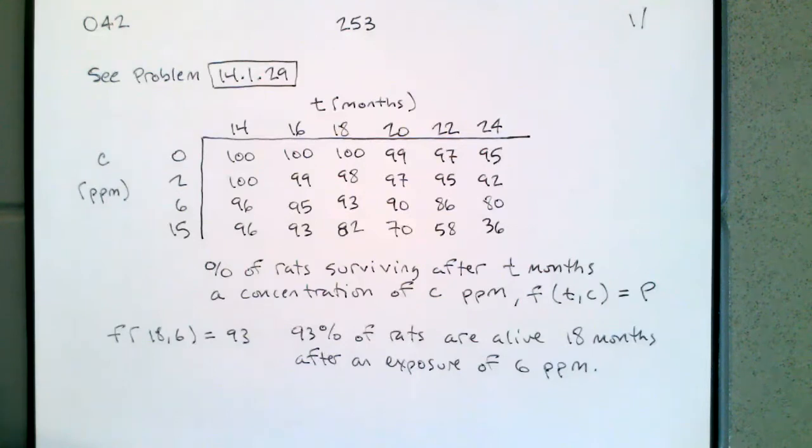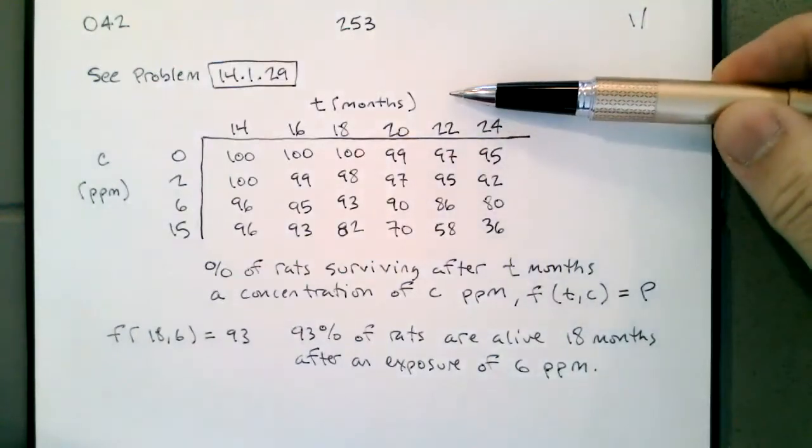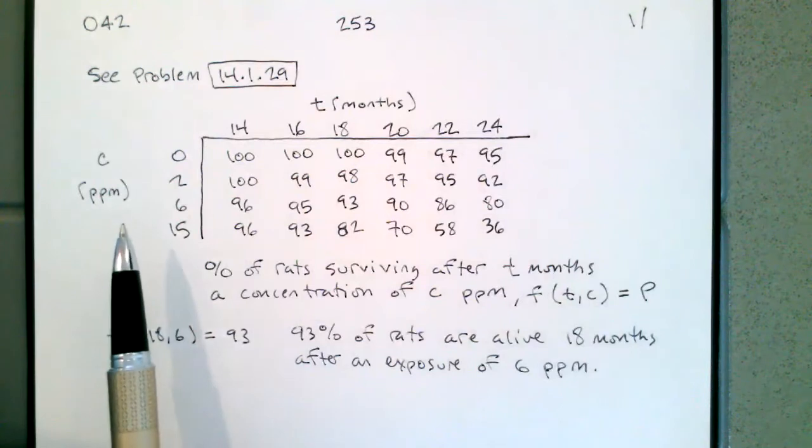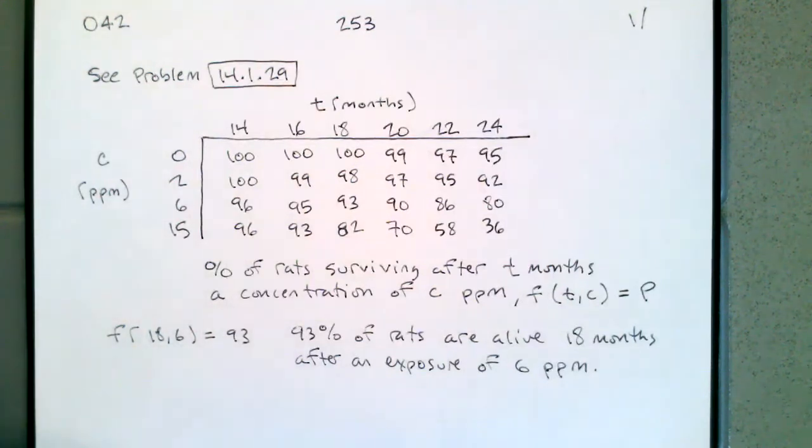We can also notice that it looks like we don't have a linear function. Our rate of change is not constant. Now, when we say that, we have to think about two different rates of change. We have a rate of change of the percentage with respect to time, and a rate of change of the percentage with respect to the concentration. So we have two rates of change.